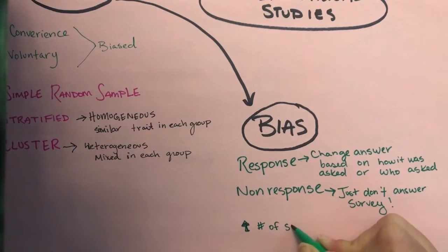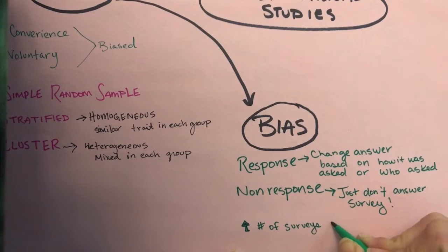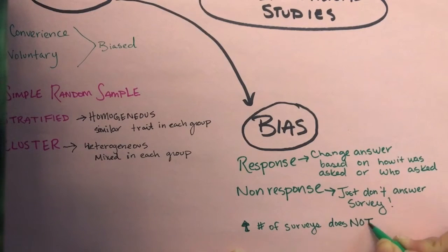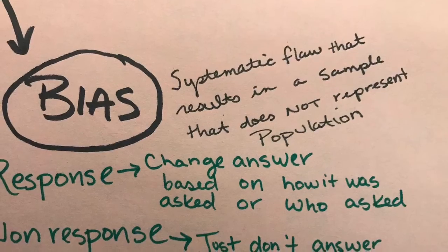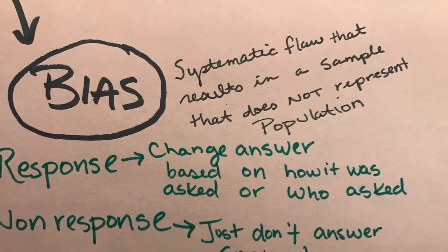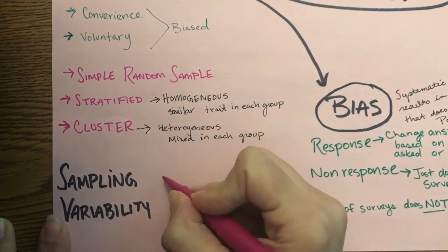In any survey, you want to eliminate as much bias as possible. Randomizing helps with this. But if bias is present, it's a systematic flaw, and it will result in a sample that doesn't represent the population.